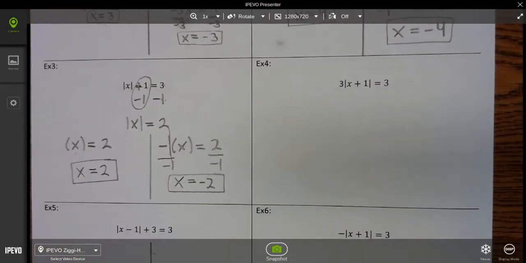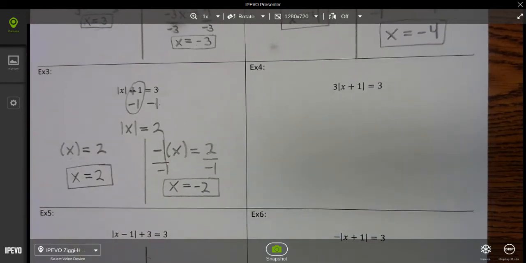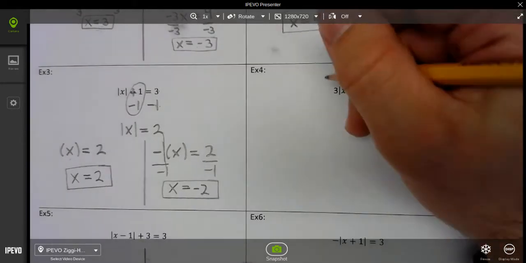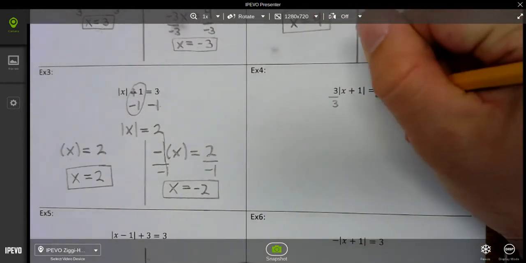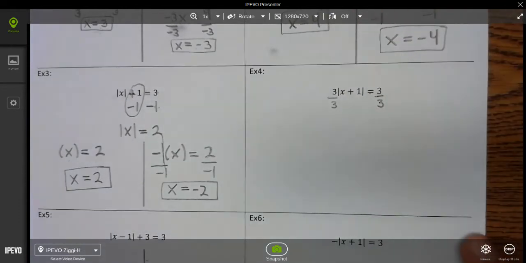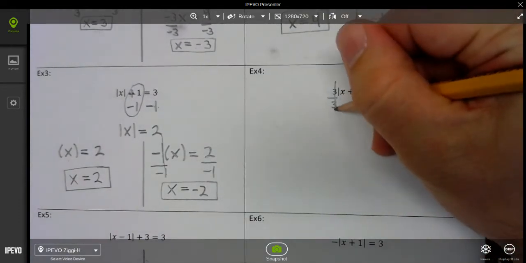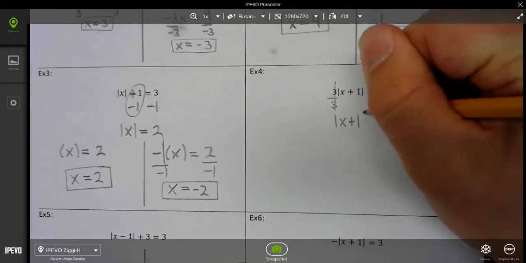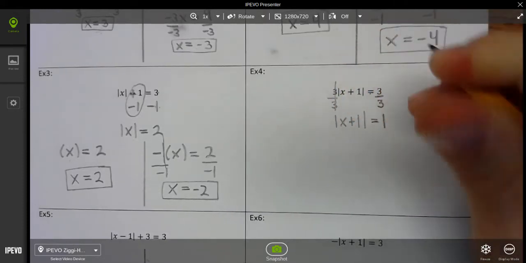All right, so pause the video again. I want you to try example number 4. And then I want you to replay it and you can check your work. All right, so example number 4. We're going to isolate the absolute value, so we're going to divide 3 by both sides. So 3 divided by 3 is 1. So you get the absolute value of x plus 1 equals 1.